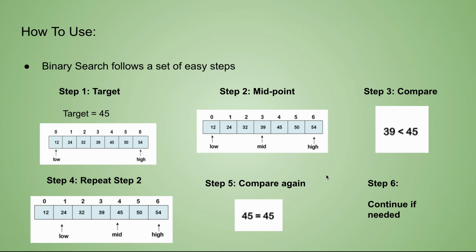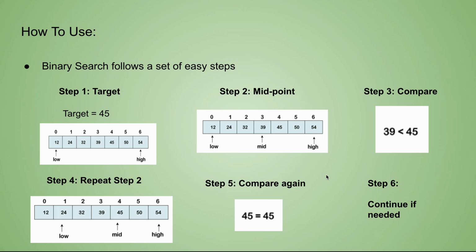How to use. Binary search follows a set of pretty easy steps. Step 1. Find your target. Your target is the item you are trying to find the index for. Step 2. Find your midpoint.